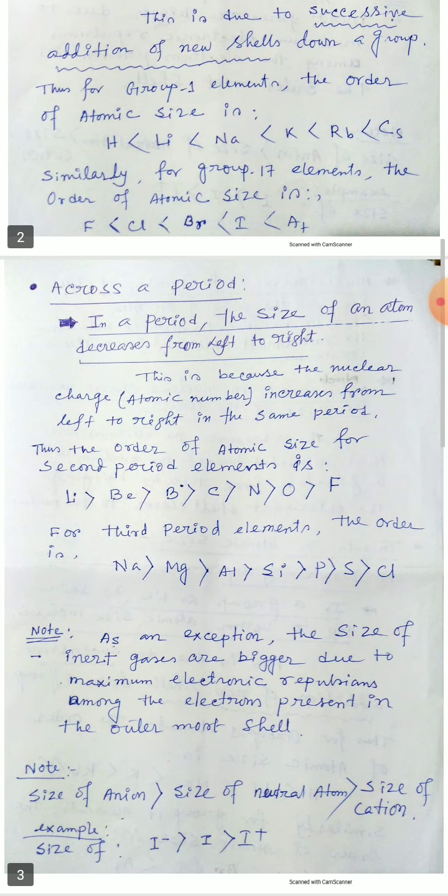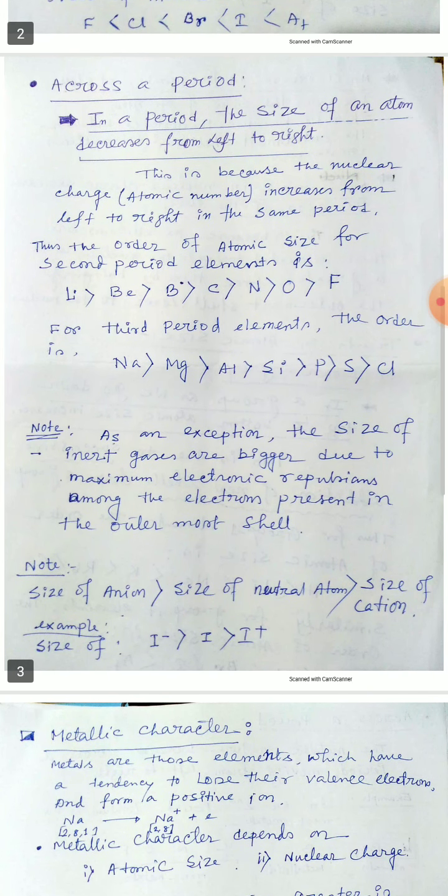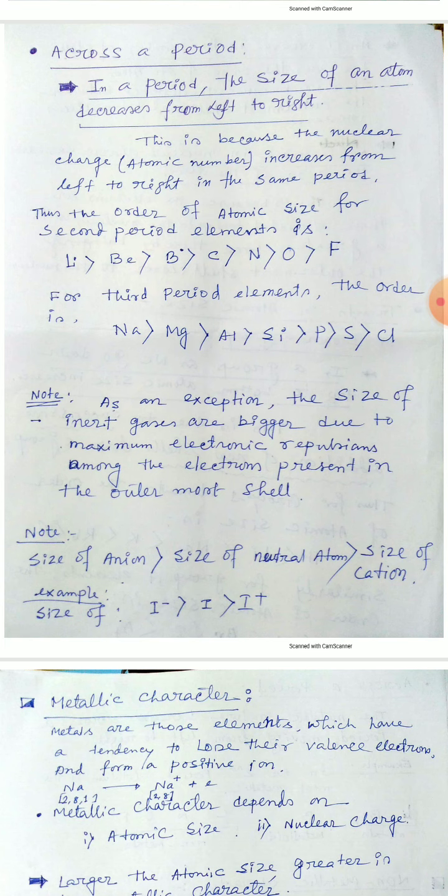Now across a period, that is from left to right, we know that nuclear charge increases, therefore atomic size decreases. So in a period, the size of an atom decreases from left to right. This is because the nuclear charge or atomic number increases from left to right in the same period.